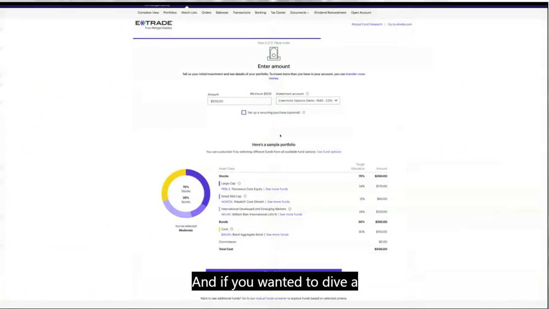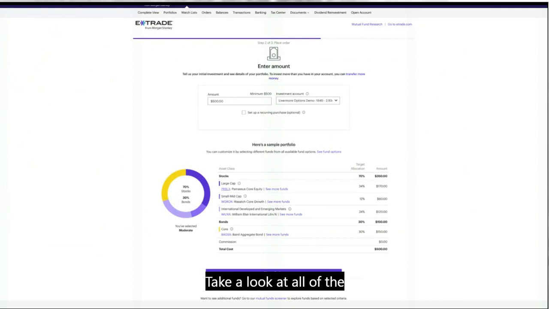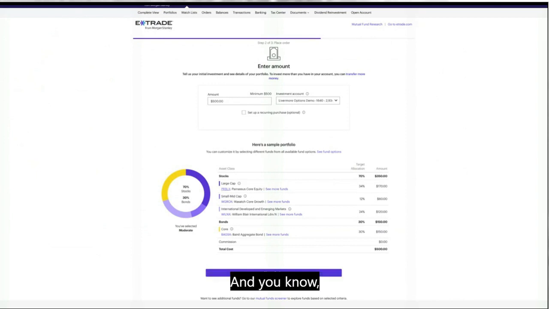And if you wanted to dive a little bit deeper into, well, I don't know enough about this large cap fund, I want to do my research, great, not a problem. Here's where you can pop in and you can take a look at all of the parameters that we talked about. We can look at charts. You could dive as deep as you want, including if you wanted, you could go in and read the actual prospectus from the company. And, you know, here's some examples of the stocks that are in it. Again, things that you probably know, the performance, and similar funds if you wanted to compare.